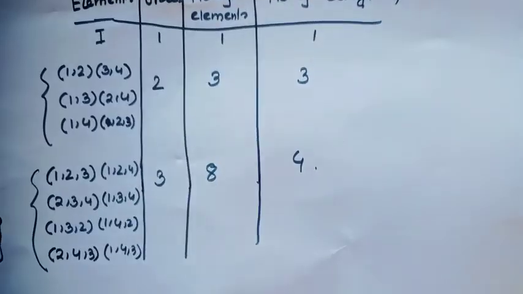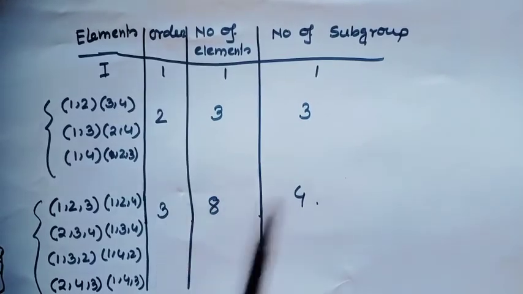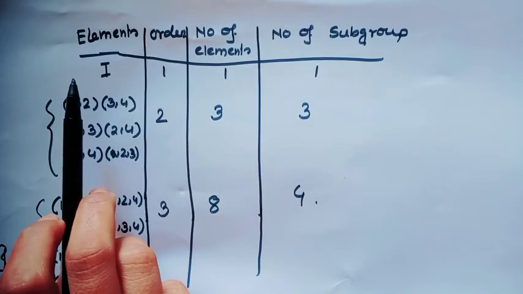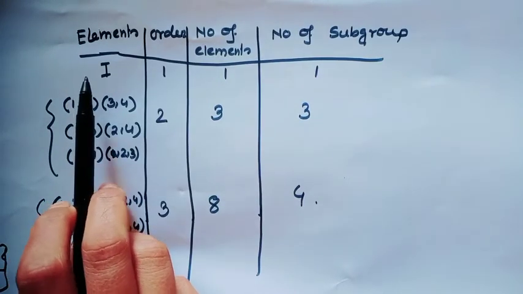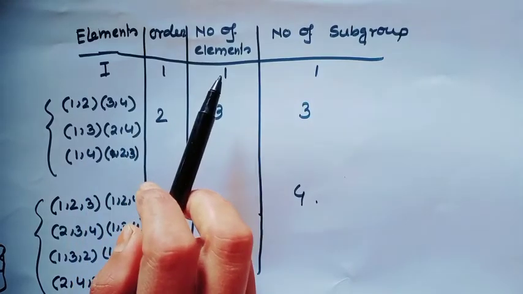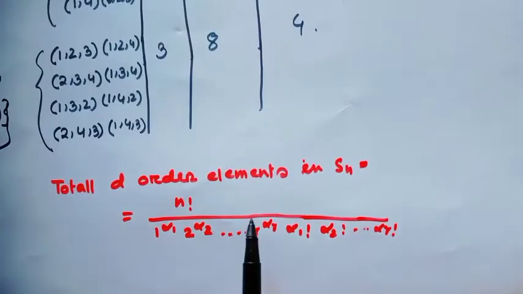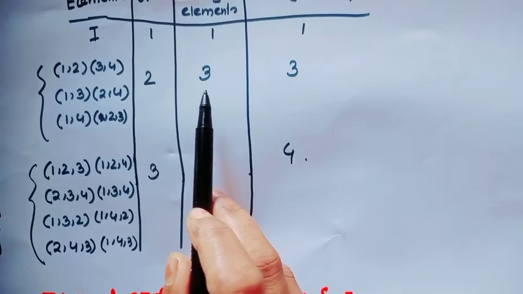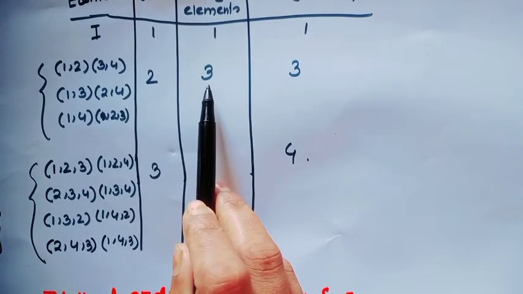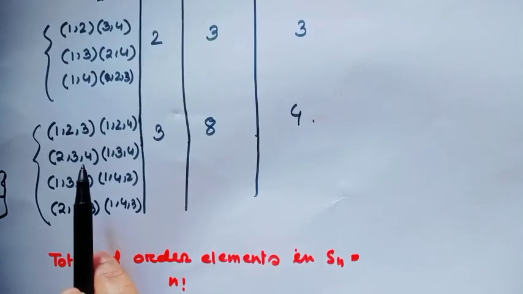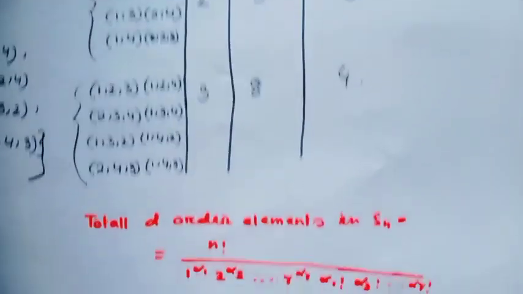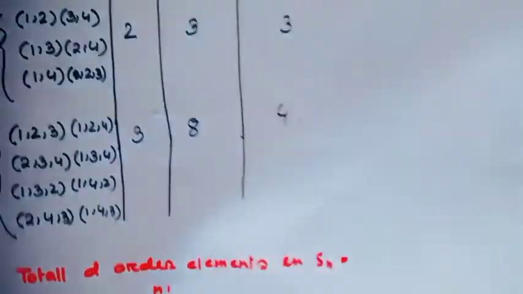Okay? At first, I suggest you notice the table of A4 with attention. The number of elements of order 1 is 1, and the number of elements of order 2 by this theorem will be 3, and the number of elements of order 3 will be 8 by this theorem. And all of us know how to find subgroups of any group.